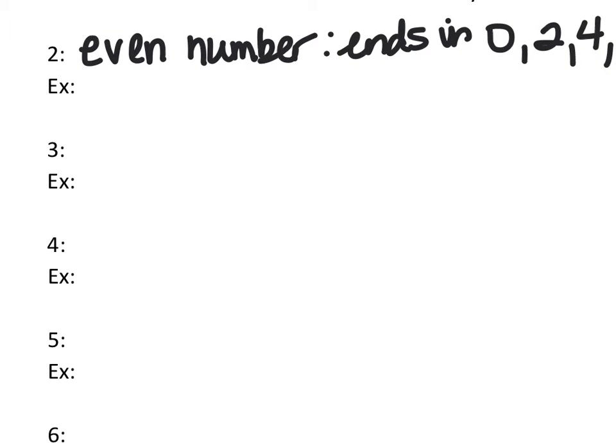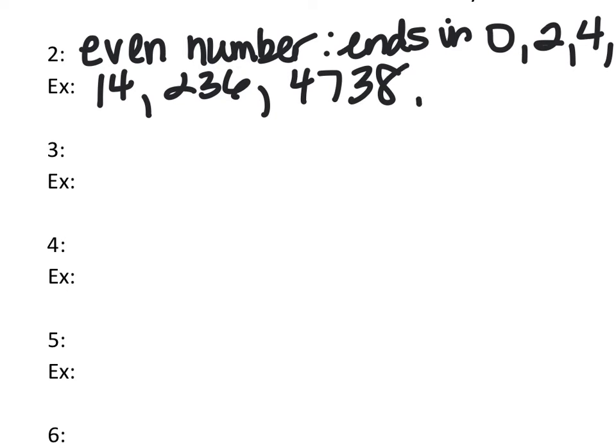So an example of that would be 14, 236, 4,738, or 1,000,002. Okay, those are all divisible by 2. We can cut all those in half evenly without anything left over.